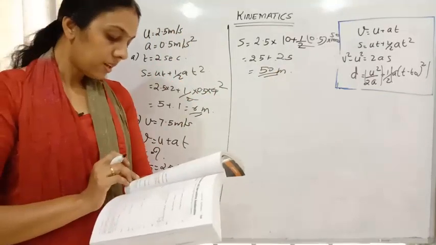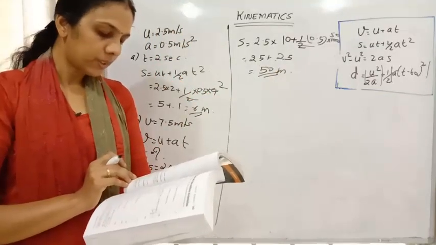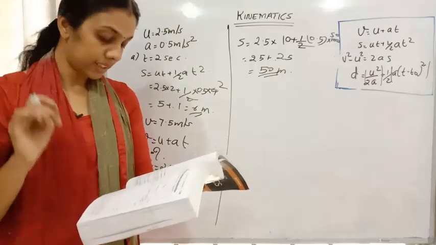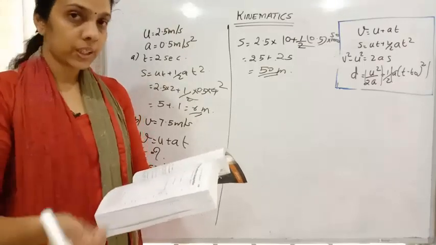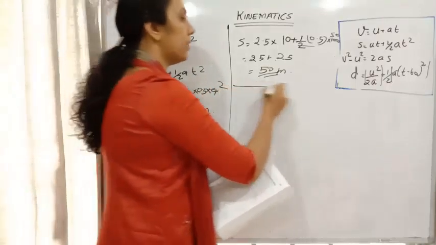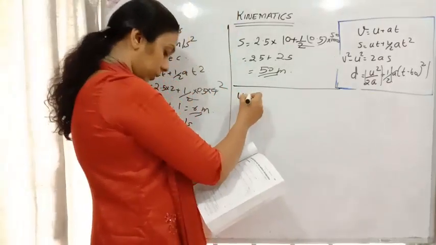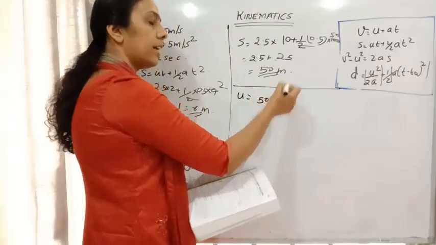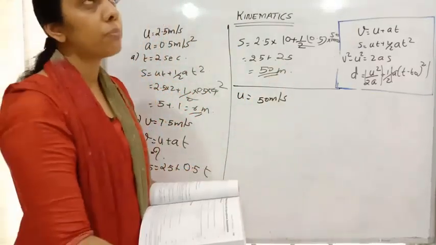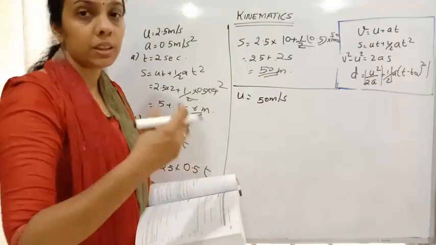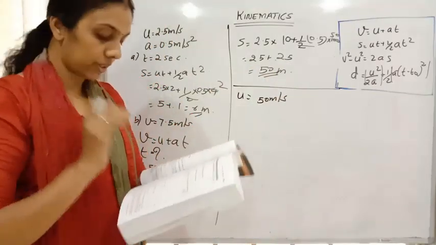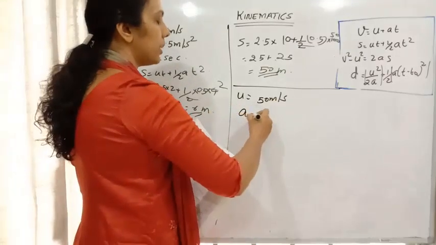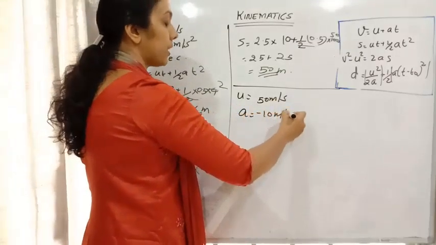Next question is, a ball is projected vertically upwards with a speed of 50 meter per second. So projecting upward with the speed, the initial velocity is given as 50 meter per second. Find the maximum height. So acceleration will be equal to minus 10 meter per second square.